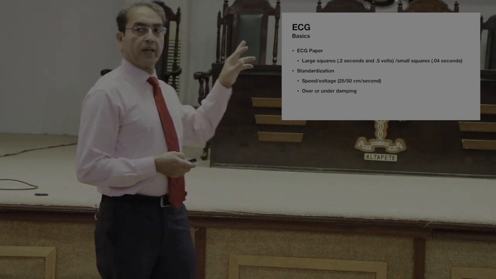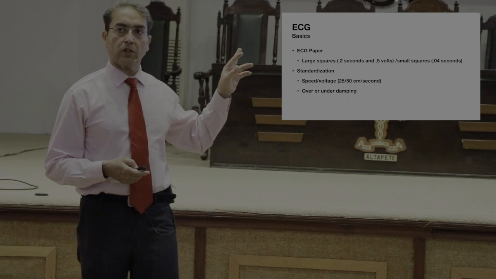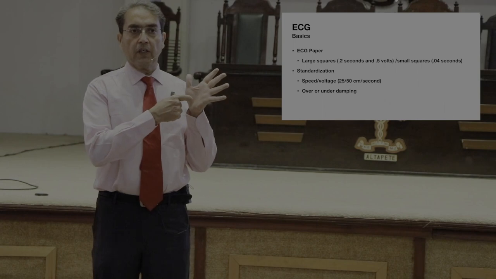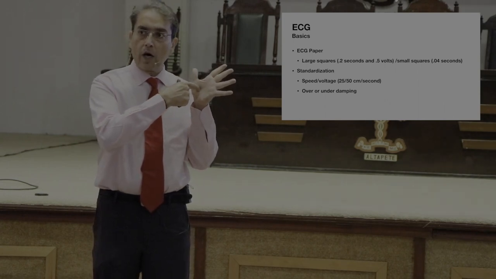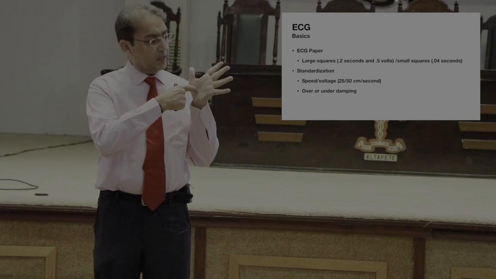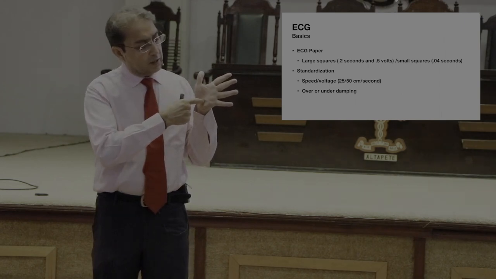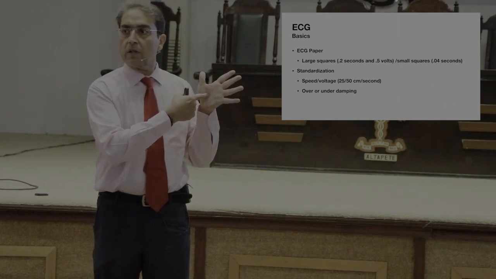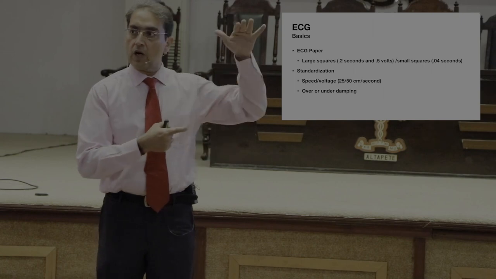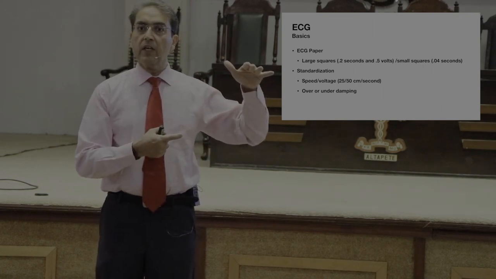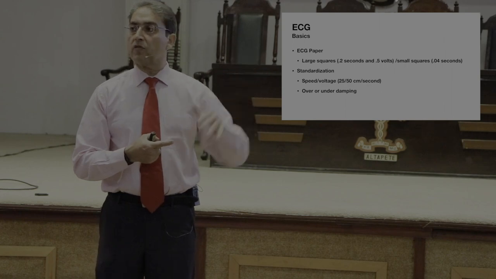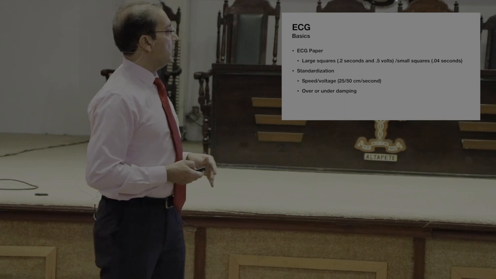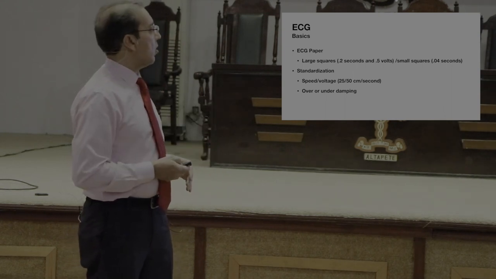Overdamping and underdamping. This is what I mentioned, that you have to see whether the standardization mark is there or not. Overdamping means that the stylet of the machine is pressing too hard on the paper. That would mean that as the paper is moving and the stylet is moving like that, it will create a convex left border. This will reduce the height of the R wave in the ECG. Similarly, if it is underdamping, it will increase the height of the R wave. So this produces a problem in the interpretation of the ECG. So we have to check whether standardization is there or not.